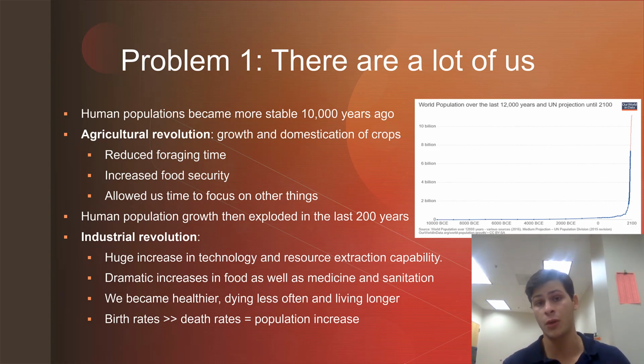So all of a sudden, birth rates were far, far greater than death rates because mortality had declined as a result of all of these great things. And the downside to that is that populations increase enormously when that happens.